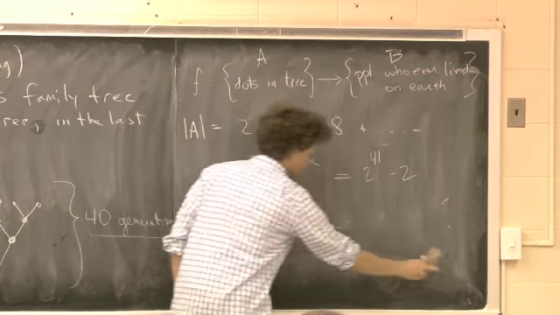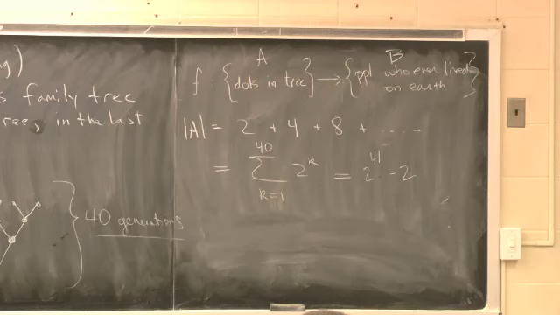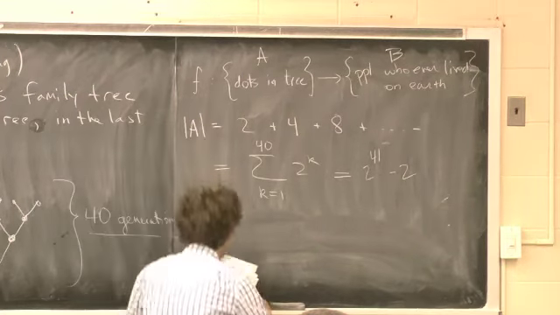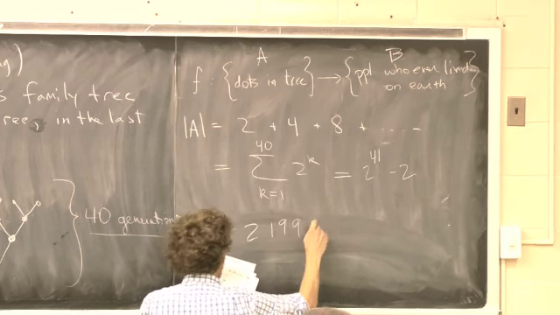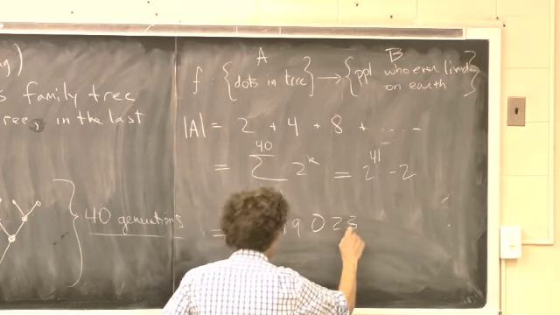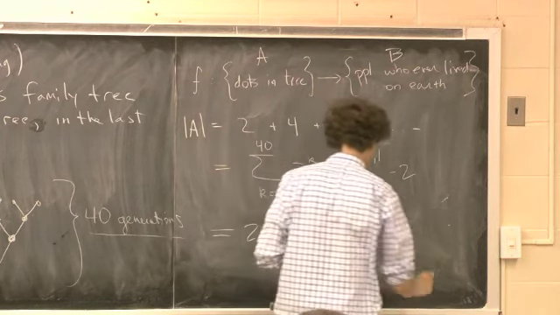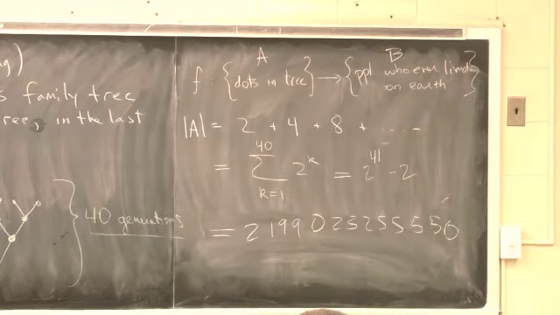So I wrote this number down. It's fun to write really big numbers. 2199023255555. Pretty big number, right? Okay.